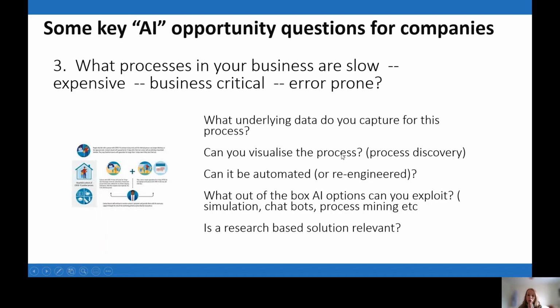Do you know what routes and paths have been taken through it, where the bottlenecks are? Can it be re-engineered or automated in parts or in some way? Where are the opportunities there? And for those, it may be that there are some out-of-the-box AI solutions to do this, such as simulation, chatbots, process mining, etc. But it may also be that a research-based solution is relevant here.